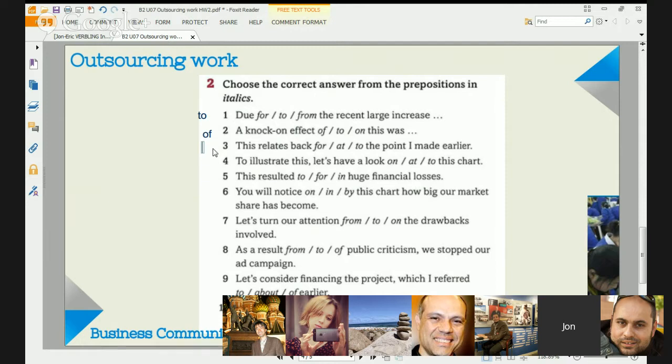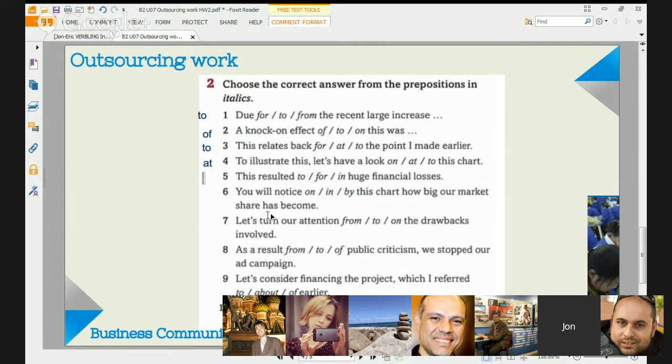Okay, and Yuki, we're on to 3. This relates back to the point I made earlier. Absolutely correct. Very good. So far, so good. Daniel, we're on number 4. To illustrate this, let's have a look at this chart. Good. Khalid, number 5.